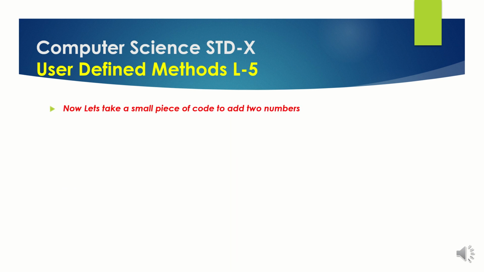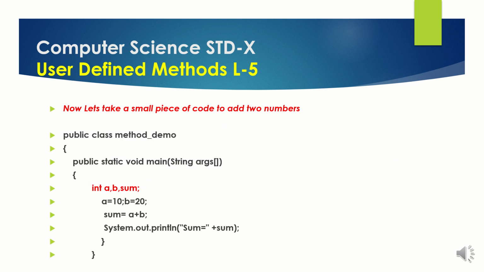Here you can see, students, a small piece of code which shows the addition of two numbers. First, see the cursor over here is a class, Method Demo. Then the main method, as you can see over here. Then there are variables declared of integer type, a and b, with the values 10 and 20, and it adds the two numbers and prints the result as sum.